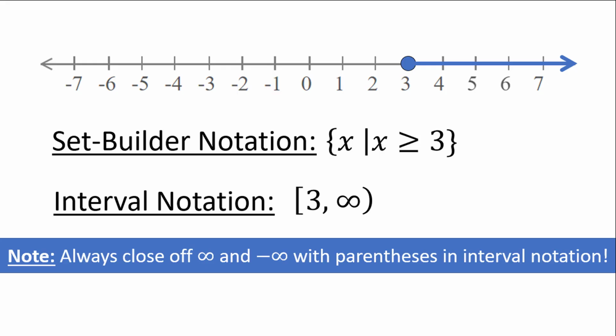Note that in some situations, you may need to express negative infinity for an interval that is unbounded towards the negative values. The same convention applies. Always close off infinities, whether they be positive or negative, with parentheses.